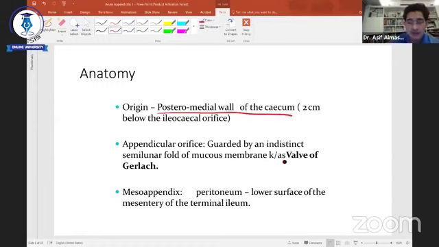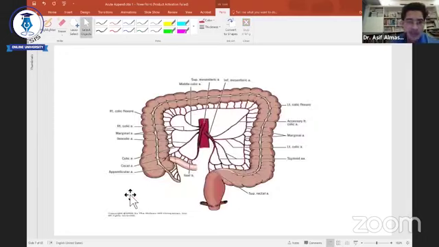There is a valve, the valve of Gerlach, at the appendicular orifice, where the appendix opens into the cecum. It does not have a lot of significance, but you should know that the name of the valve is the valve of Gerlach. Then there's the mesoappendix, which is of particular importance when you are doing appendicectomy operations. Certainly, the blood supply is of immense importance in any surgery we want to do.